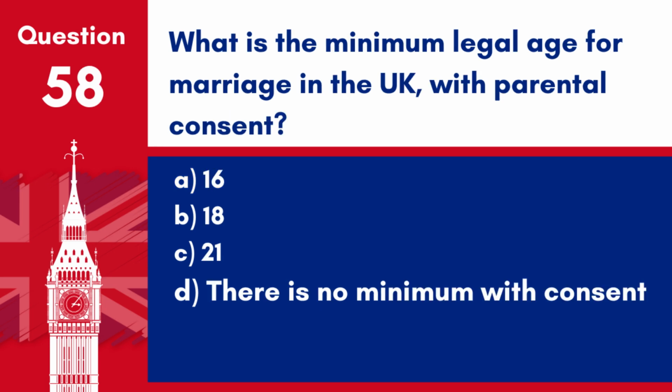Question 58. What is the minimum legal age for marriage in the UK with parental consent? A. 16. B. 18. C. 21. D. There is no minimum with consent. Answer A. 16. In the UK, individuals can marry at 16 with parental consent. In Scotland, you do not need parental consent at 16.